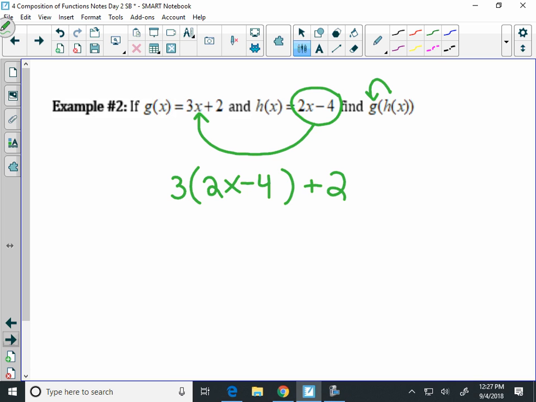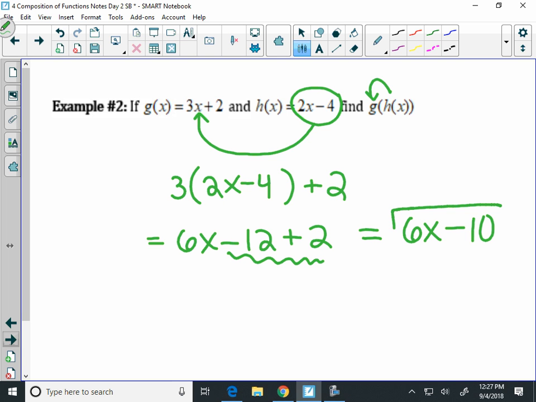Yep, so now we distribute. You get 6x minus 12 plus 2. And then you combine these like terms. So what's your final answer? 6x minus 10. Good. That is your new function, g of h. So we've really stuck with linear functions so far. That means no squares. Hasn't been too bad yet.